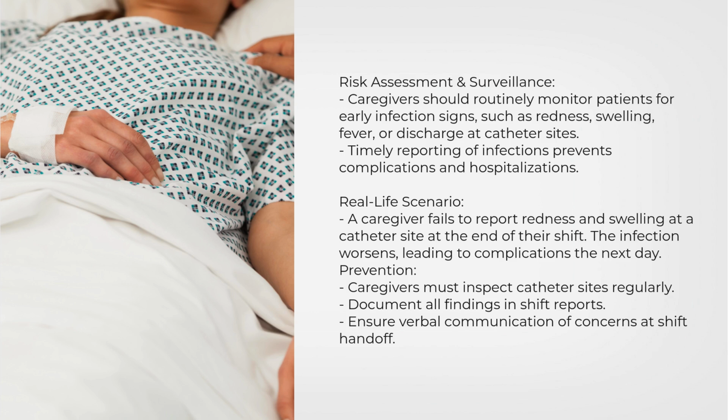Real-life scenario. A caregiver fails to report redness and swelling at a catheter site at the end of their shift. The infection worsens, leading to complications the next day. Prevention. Caregivers must inspect catheter sites regularly. Document all findings in shift reports. Ensure verbal communication of concerns at shift handoff.